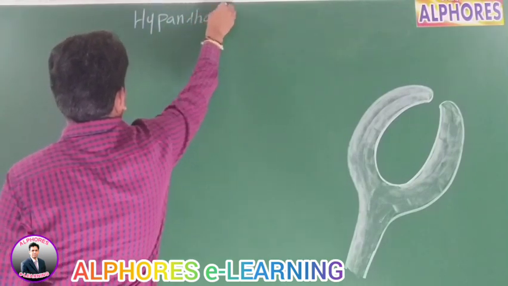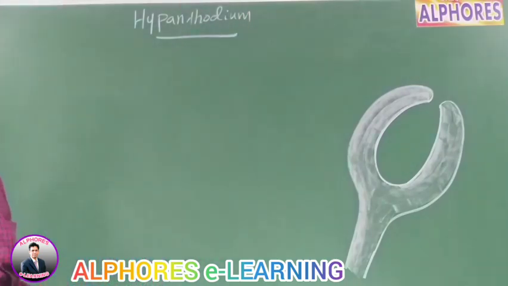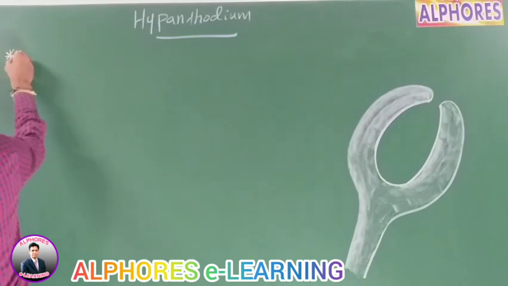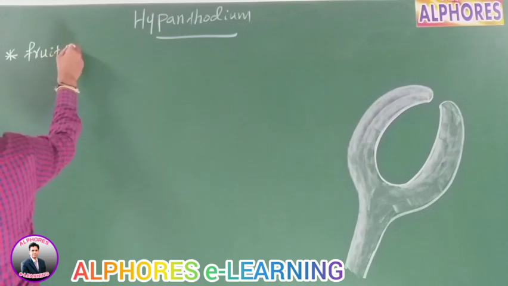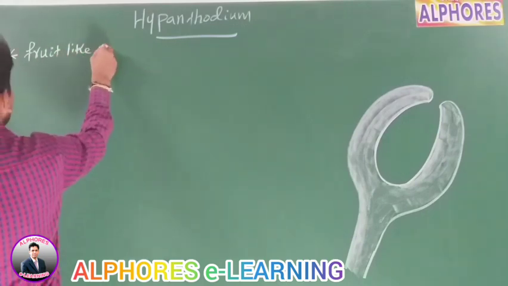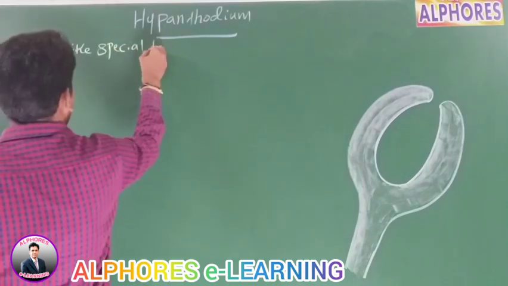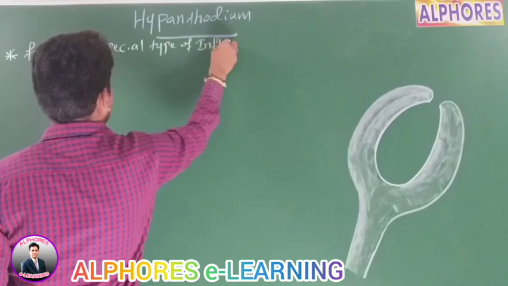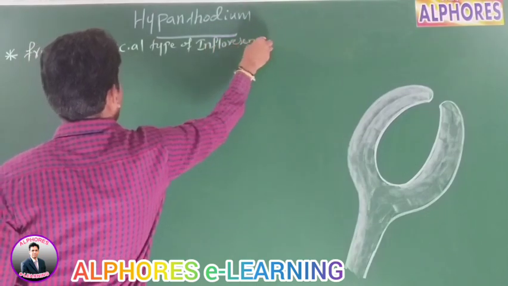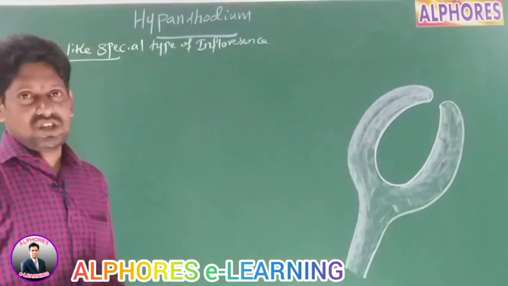Hypanthodium. What does it mean? Sir, this hypanthodium is a fruit-like special type of inflorescence. Hypanthodium is a fruit-like special type of inflorescence. Okay, now listen to this statement.